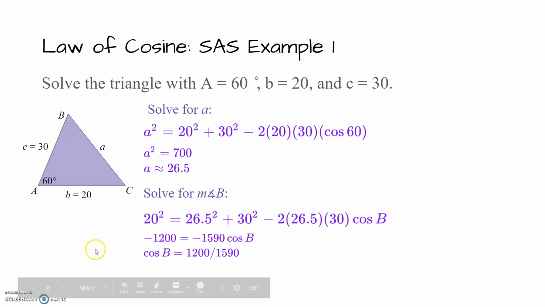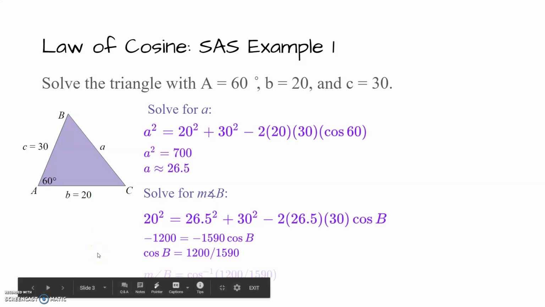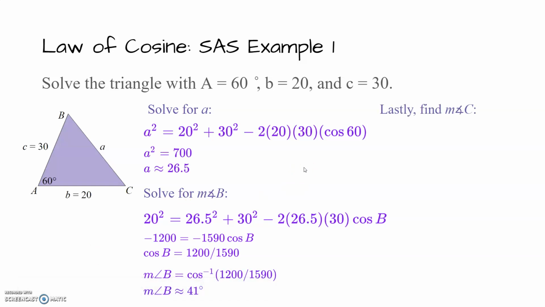So we get down to cosine B equals this reduced fraction, which you're going to do inverse cosine, and there we go, 41 degrees. So we have two of the three angles. The third one you simply subtract from 180 and you get your third angle C. So that's the case with side angle side. Again, two sides and the included angle.